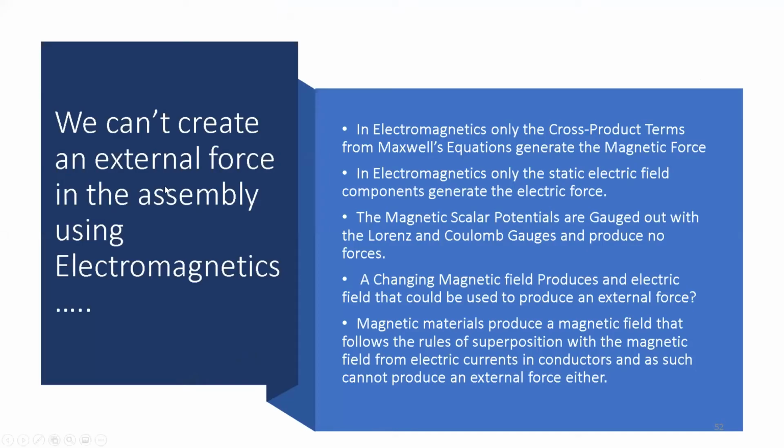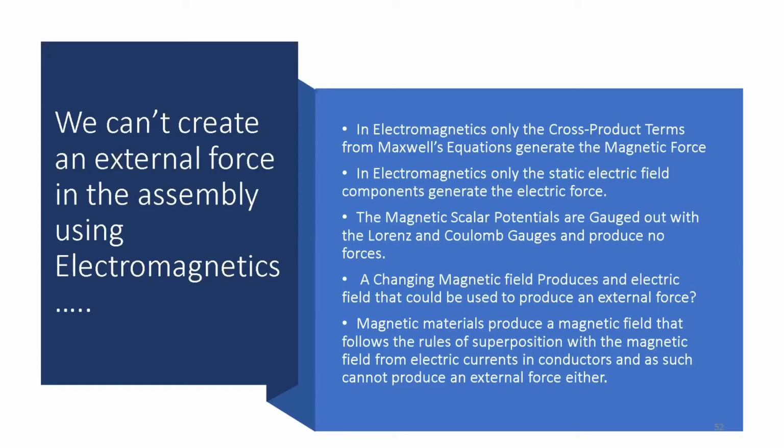And again, we can't create an external force from an assembly using electromagnetics because electromagnetics only has the cross product terms from Maxwell's equations. It only has the perpendicular force. In electromagnetics, only the static field components generate an electric force. So we can't generate an electric force from anything else except electric charge. The magnetic scalar potentials are all gauged out with Lorentz and Coulomb gauges and produce no forces, so you can't use them. A changing magnetic field does produce an electric field that could be used to produce an external force. Again, this is beyond this paper, but it looks like it can.